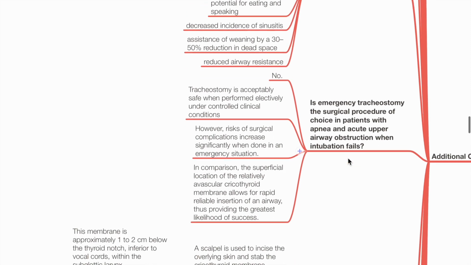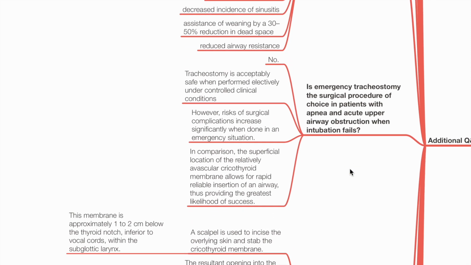Is emergency tracheostomy the surgical procedure of choice in patients with apnea and acute upper airway obstruction when intubation fails? No. Tracheostomy is acceptably safe when performed electively under controlled clinical conditions. However, risk of surgical complications increases significantly when done in an emergency situation. In comparison, the superficial location of the relatively avascular cricothyroid membrane allows for rapid, reliable insertion of an airway, thus providing the greatest likelihood of success.